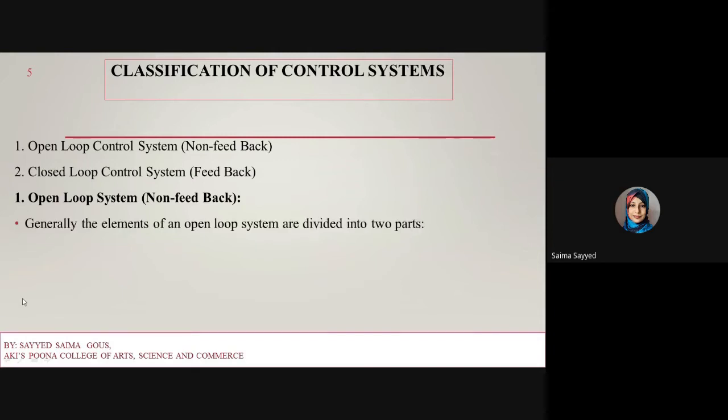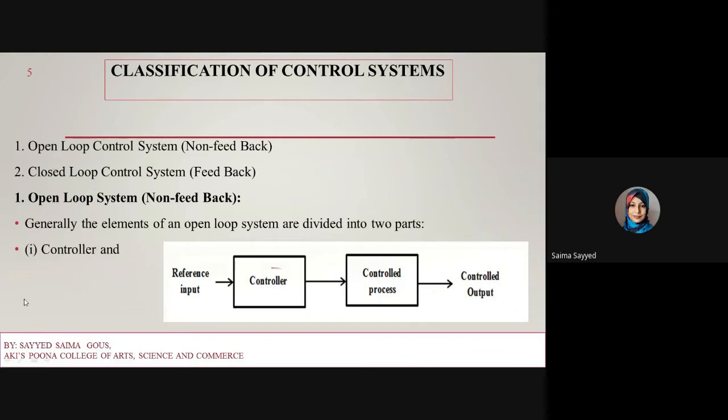So why it is called non-feedback, we will see. Generally, the elements of an open loop system are divided into two parts. So the components or elements of open loop systems are divided into two parts. First is a controller, and the second is a controlled process. So these are the two elements of open loop system.